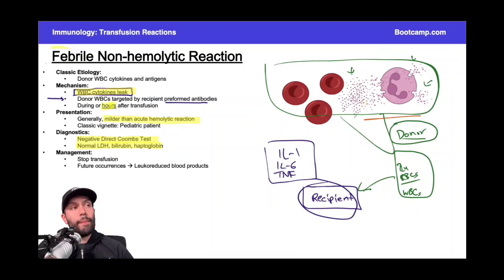The timeline is usually going to be hours after the transfusion, which doesn't really distinguish this from some of the other diseases. But what we can get from this is that, in general, we don't have red blood cell breakdown, which helps you kind of zero in on what we're talking about.